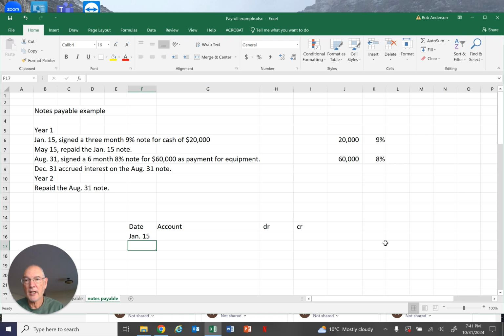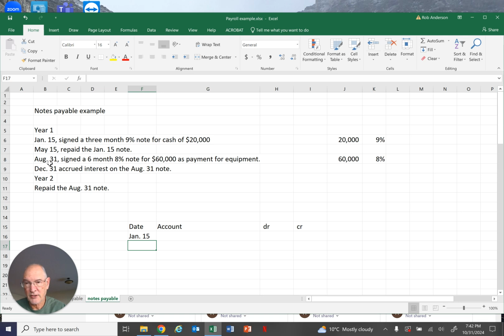Now, one thing that could happen when you're recording a note is that you might have to record interest expense at year end. Our year end is going to be December 31, and we have one note here signed January 15. That's a 3-month note. So that's going to be repaid May 15. So, of course, we don't have to accrue interest expense at the end of the year. We're just going to pay this note on May 15 and recognize our interest expense at that time.